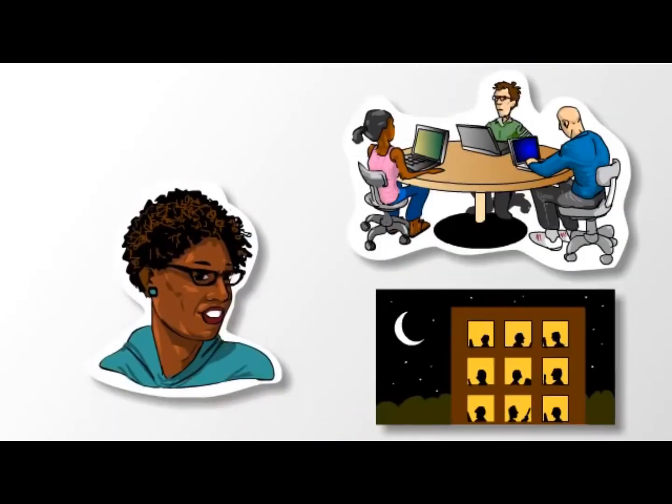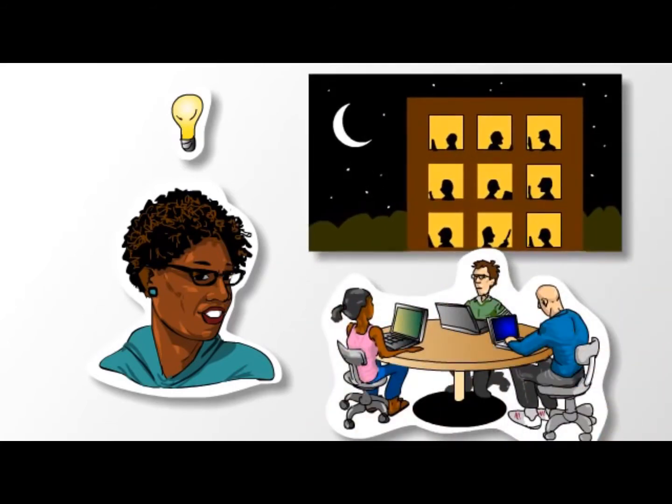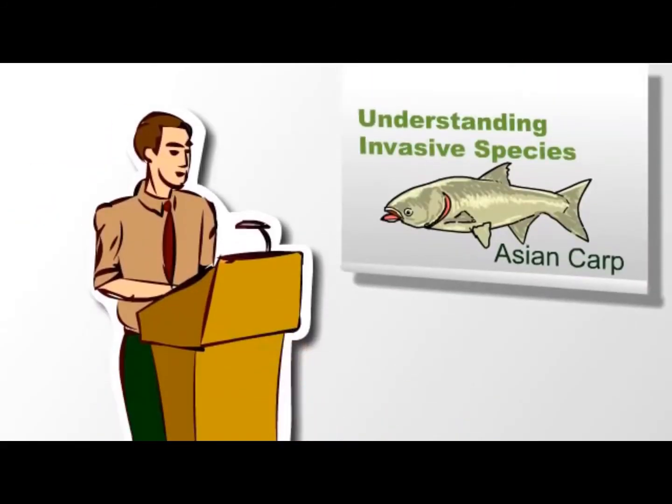Some faculty are finding ways to increase student engagement and improve learning by flipping this design. In the new model, students watch, listen to, and interact with content on their own time, and then use class time for engaging activities. Here's how it works. Say you're teaching a biology course. One week you talk about invasive animal species, such as the Asian carp.